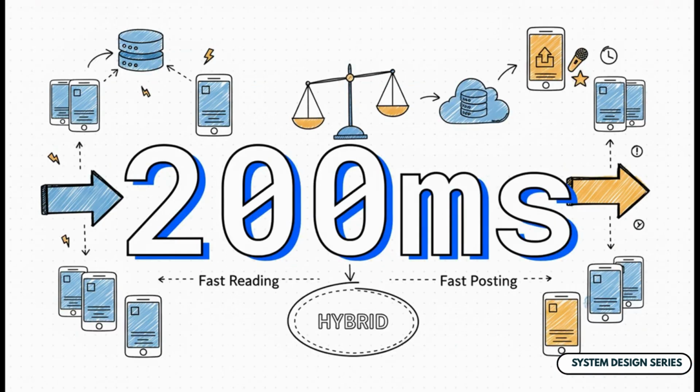Just think about that. In that tiny window, a system has to grab posts from maybe hundreds, sometimes thousands of people you follow, sort them, rank them, and then deliver that perfectly curated list to your screen. This single number is the ghost in the machine that dictates the entire architecture.